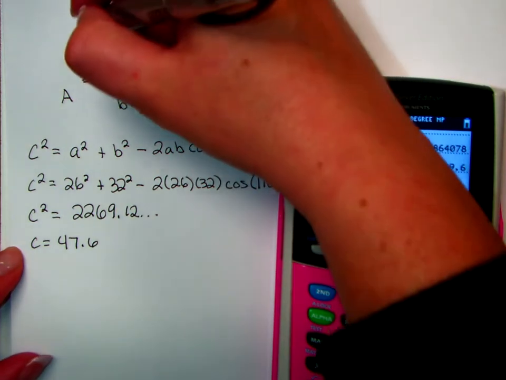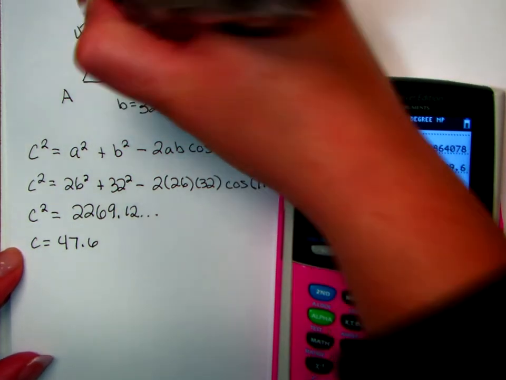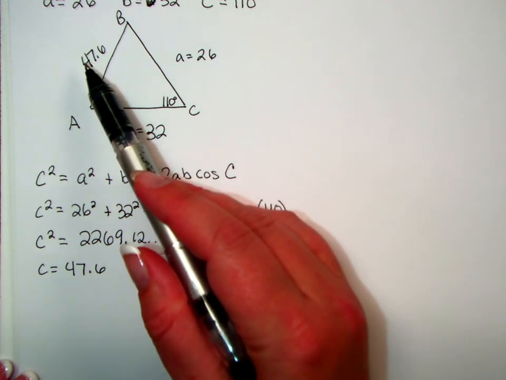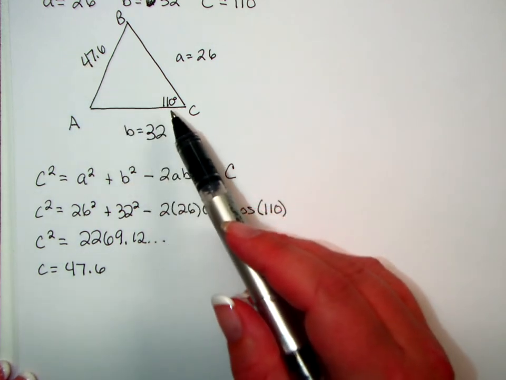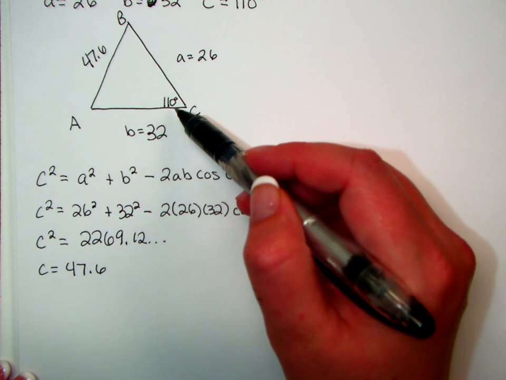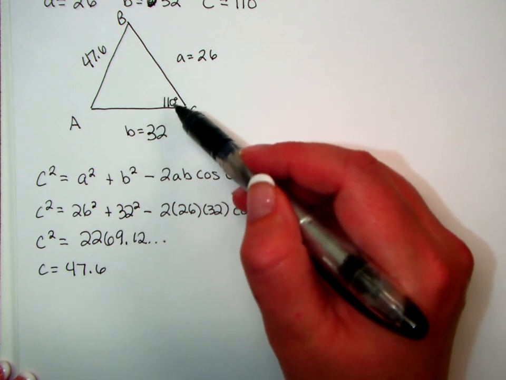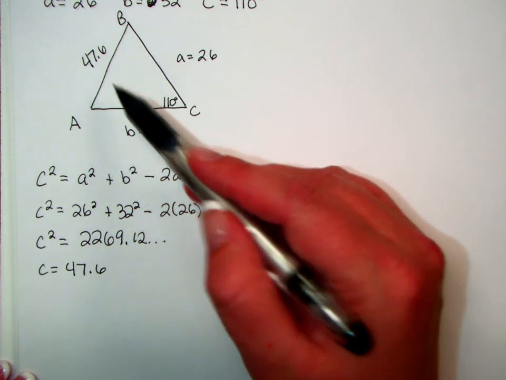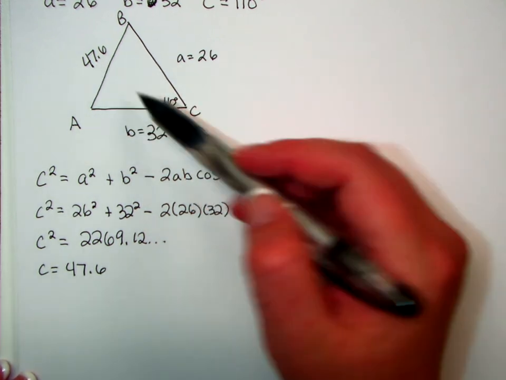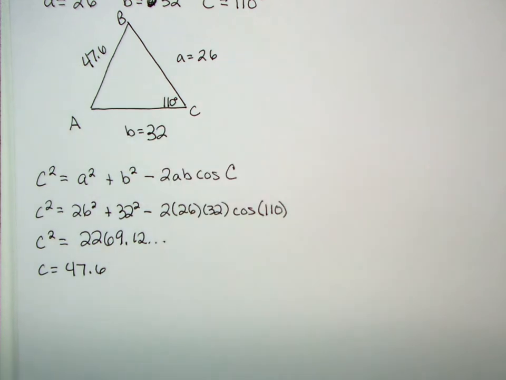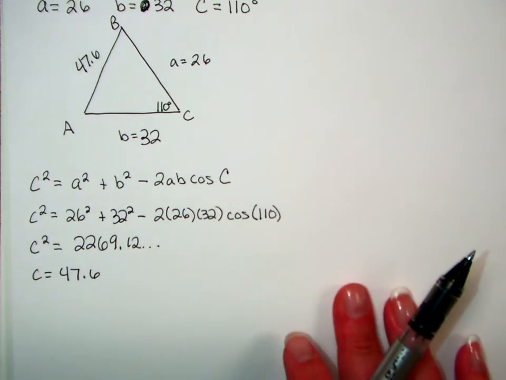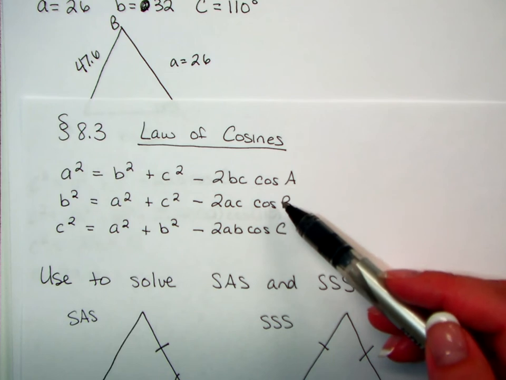All right, so little c is 47.6. Just notice 47.6 is our biggest side. So angle C should be our biggest angle, right at 110, which makes sense because at 110, that's only leaving 70 degrees left for A and B. So A and B together is going to be less. So we should have the biggest side across from the biggest angle here. All right, so let's go ahead and solve for angle B again. Using law of cosines, we could solve for A or B. Let's go ahead and solve for B.